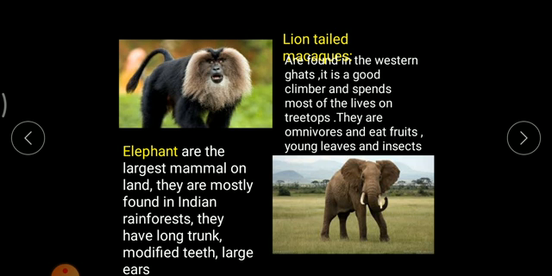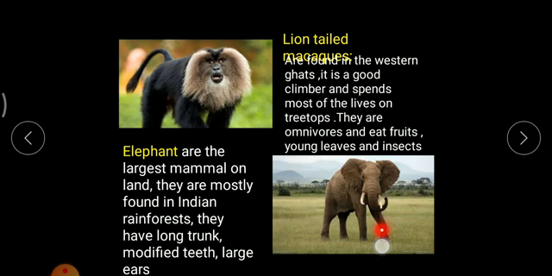Now, other animals which you will find in tropical regions are elephants. Elephant is the largest mammal in the world, as you know. They are mostly found in Indian rainforest conditions. You will mainly find elephants near Indian rainforest conditions. They have a long trunk. As you can see, this elephant has a long trunk.